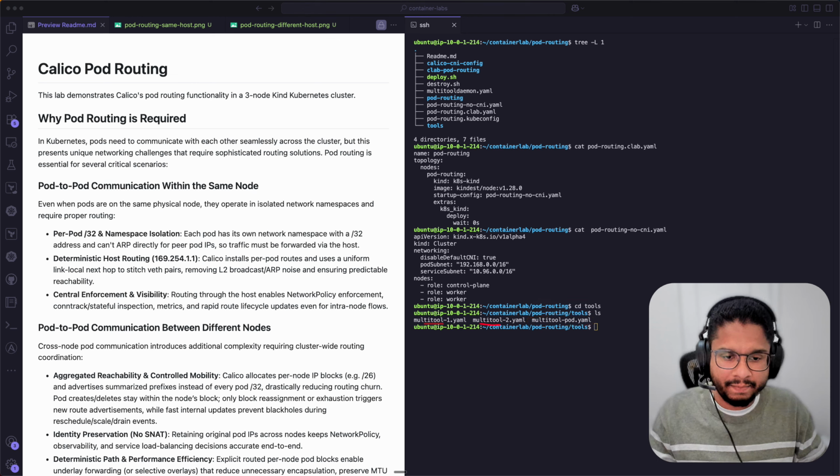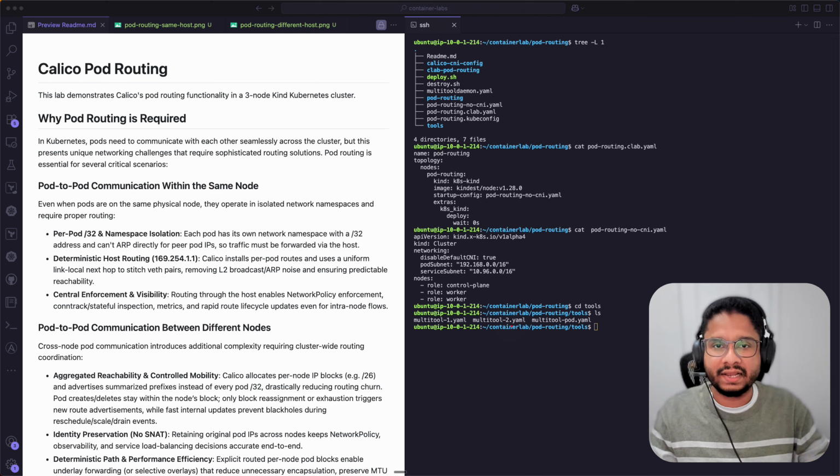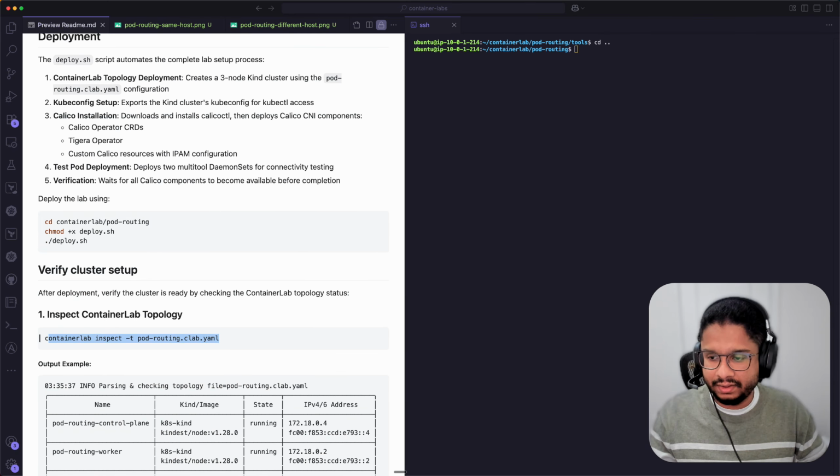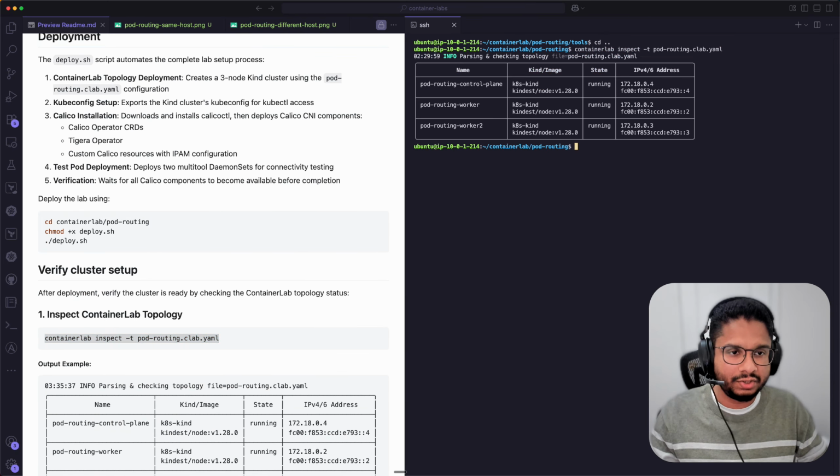And these manifests are basically for daemon sets that we deploy as part of this lab to verify the routing between pods, and we will look at that in detail as we go through the lab, right? So just bear in mind that we are deploying a couple of daemon sets that will help us validate pod-to-pod routing, okay? All right, so with that in mind, let's validate the lab containerlab topology. So we have a 3-node cluster here, and these are the IP addresses of the cluster nodes, okay?